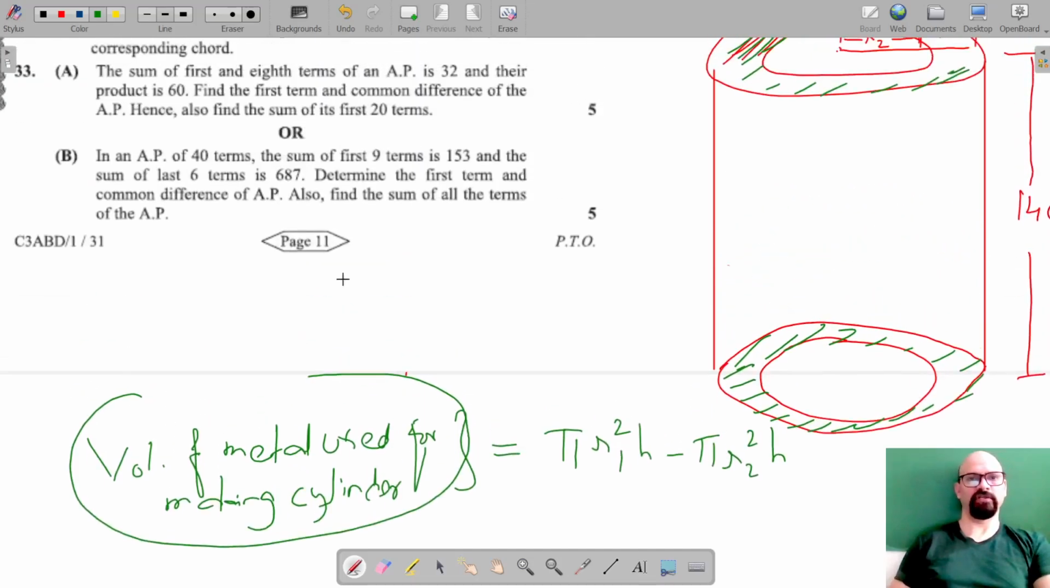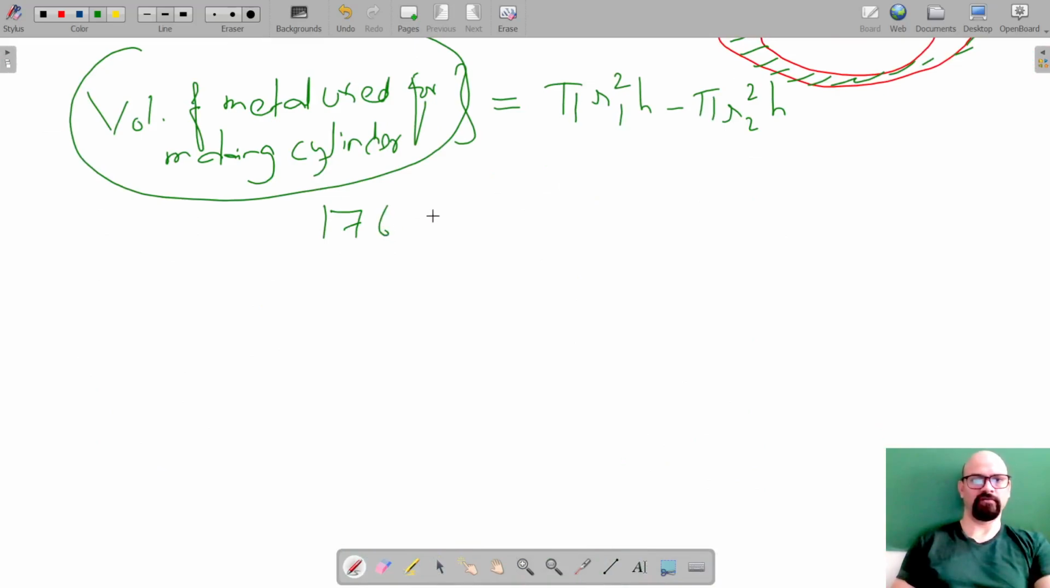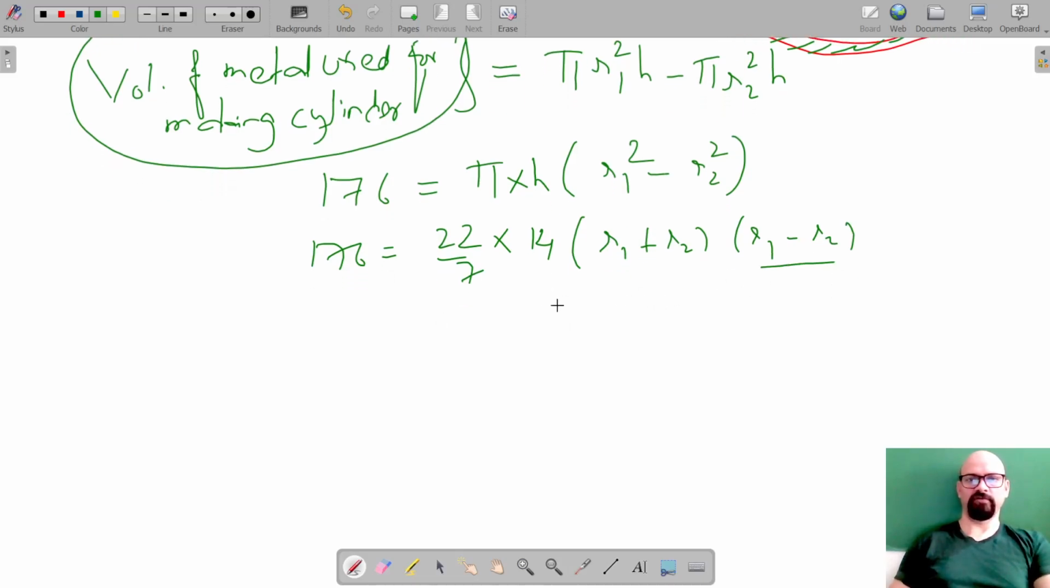The volume of metal used for making the cylinder is given to us, which is 176 centimeter cube. So this is 176, and this is pi into h, r1 square minus r2 square. The value of pi is 22 by 7, height is 14. This is a square minus b square, so a plus b into a minus b, and r1 minus r2 is given to us, which is 1. So I can write that r1 plus r2 is equal to 1. And 176 into 7 by 22 into 1 by 14, this is 1, so we can neglect that.